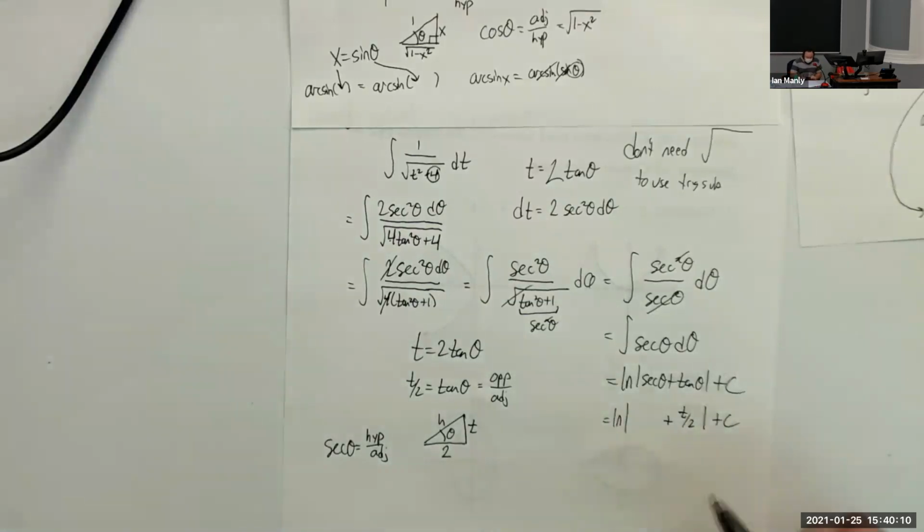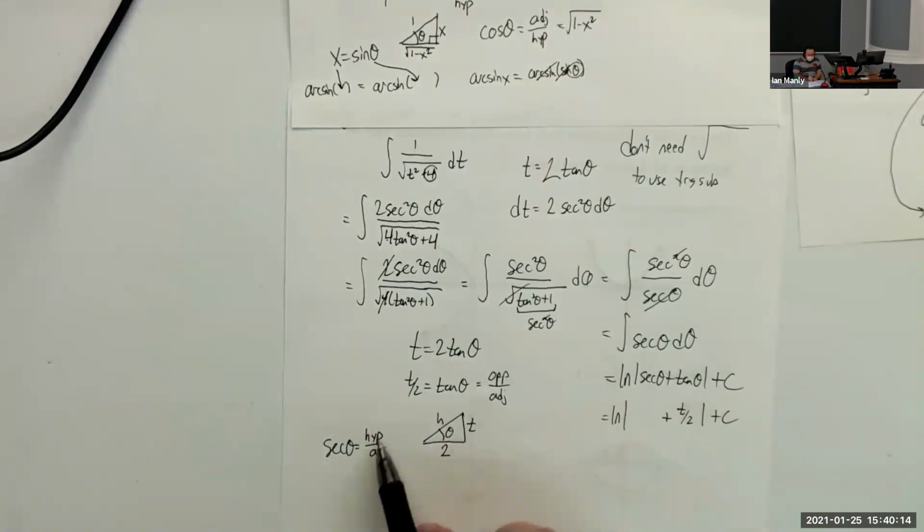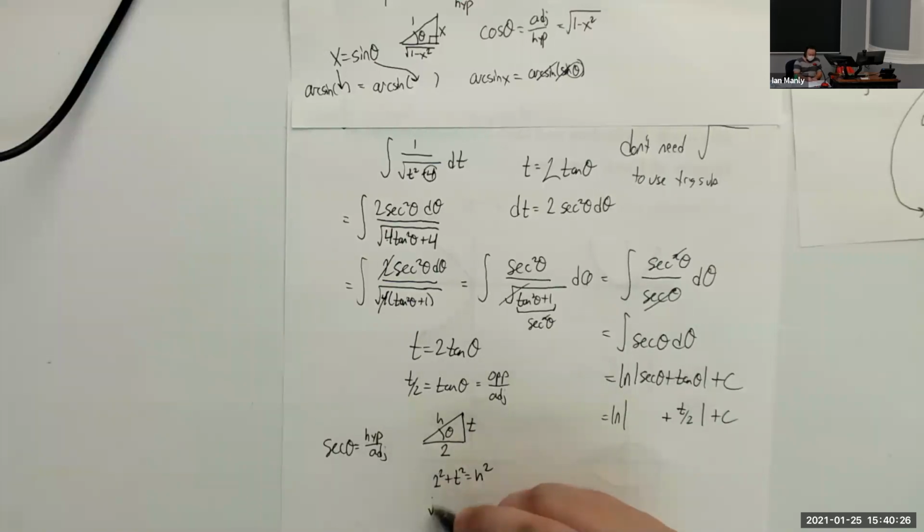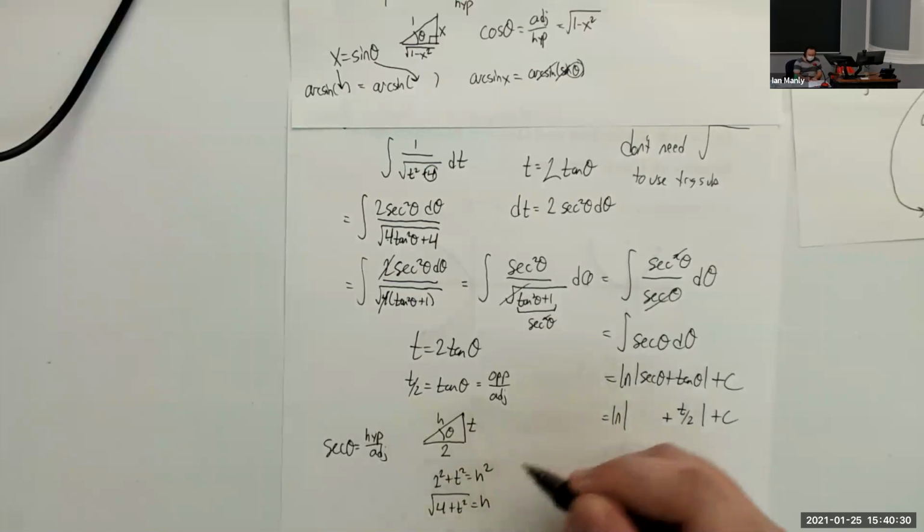All right. Anyways, back to this problem here. So we want to know what secant is, right? And secant is hypotenuse over adjacent. So we need to get the hypotenuse here. So let's use the Pythagorean theorem to get it. So we have 2 squared plus t squared is h squared. And if we take the square root of that, we have the square root of 4 plus t squared.